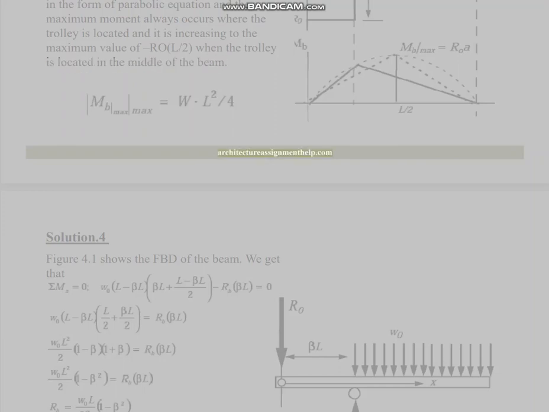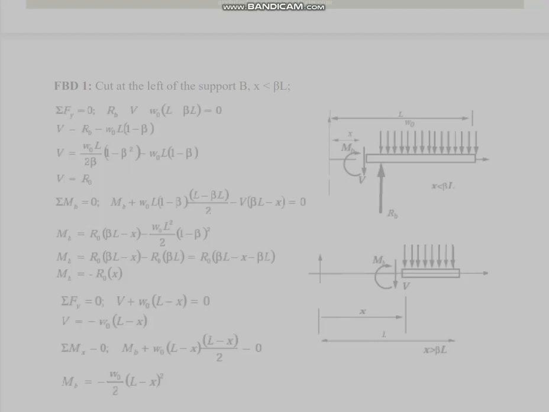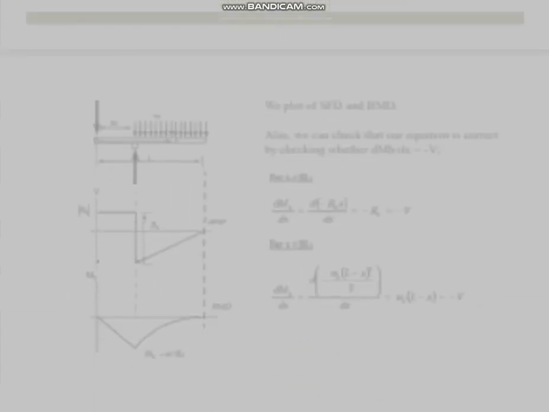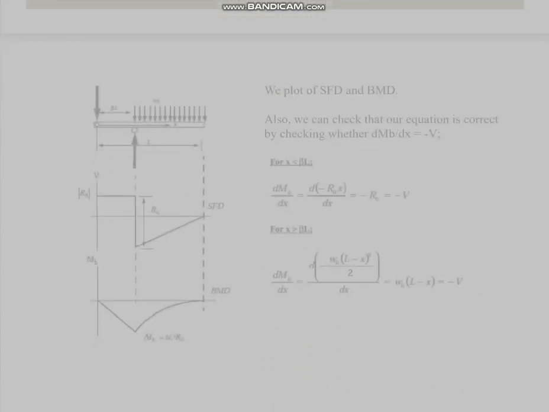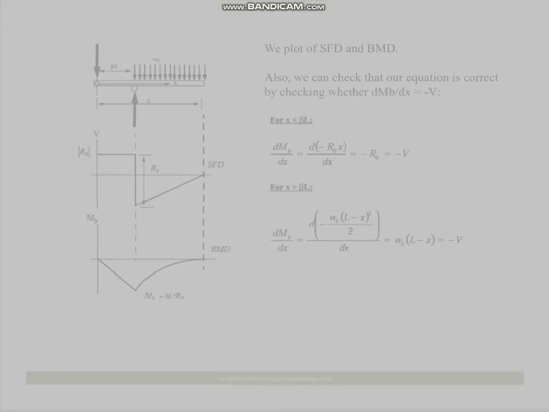Solution point 4. Figure 4.1 shows the FBD of the beam. We get that. FBD 1, cut at the left of the support B, x < βL. We plot the SFD and BMD. Also, we can check that our equation is correct by checking whether dMB/dx equals V.